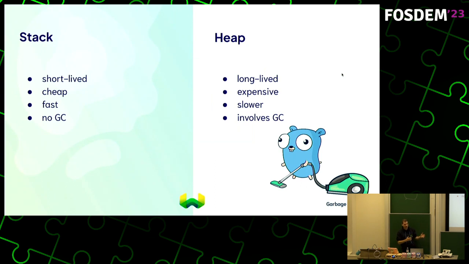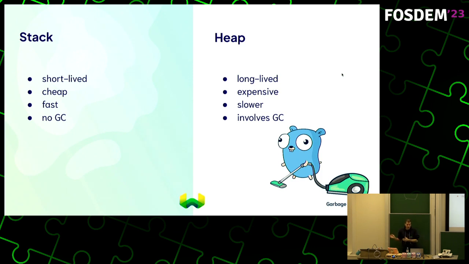So you can think of the stack as basically your function stack. You call one function that calls another function, and then at some point, basically, you go back through the stack. And this is very short-lived, and this is cheap and fast to allocate. And why is it cheap? Because you know exactly the runtime or the life cycle of your variables, so you don't even need to involve the garbage collector. So no garbage collector, cheap and fast.